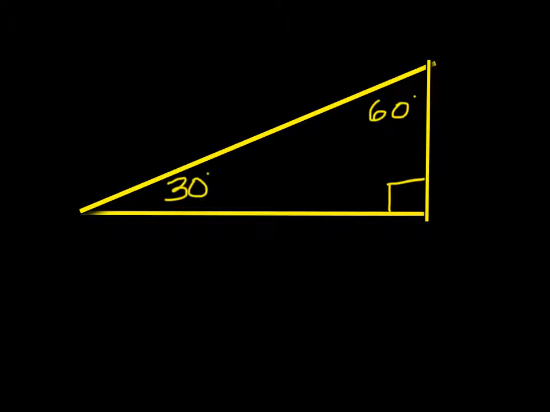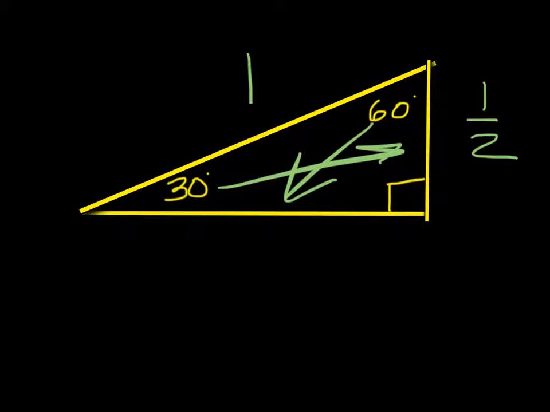You cannot forget 30, 60, 90 triangles. In the unit circle, the hypotenuse would be 1. The short leg opposite of the 30 would be half of the hypotenuse. The long leg opposite of the 60 is square root of 3 times the short leg.